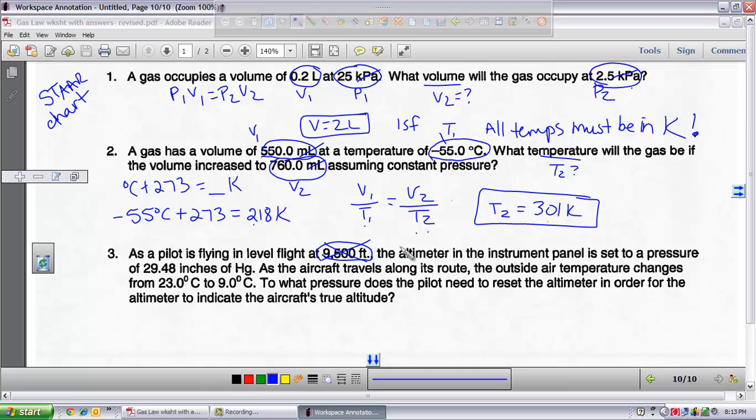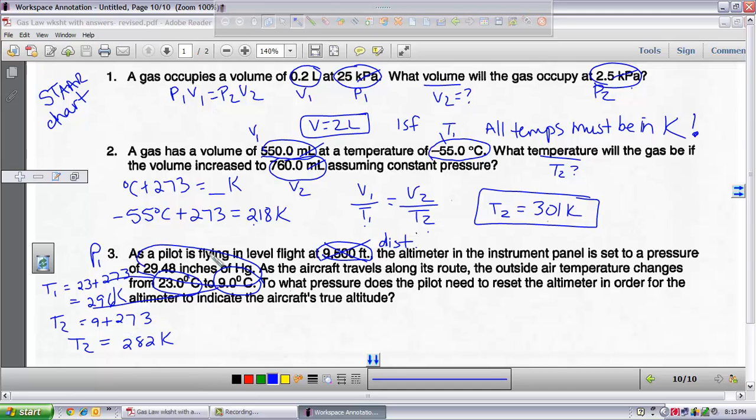This one has some extraneous information. It's just there to distract you. There's nothing that talks about feet in any of these gas laws. You're going to find this inches of mercury here. This is a pressure. Then you're going to get a temperature. Now be careful, because this temperature is going to have to be 23 plus 273 to make it in Kelvin. So T1 is going to be 296. T2 is right here. So T2 is equal to 9 plus 273. So T2 is equal to 282 Kelvin, because again we want to work in Kelvin.